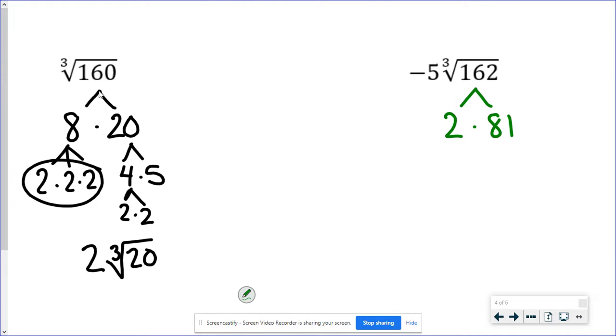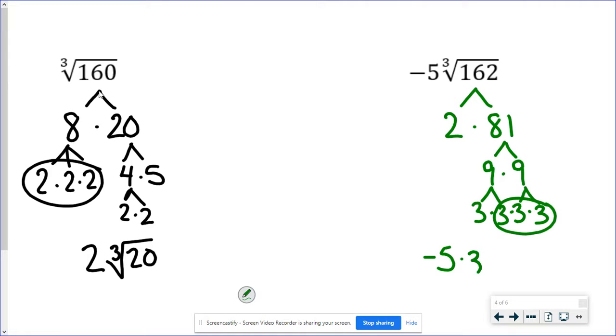All right, well, 81 could be a 9 times 9. And then this can be a 3 and a 3. And this can be a 3 and a 3. So I definitely have 3 of a kind. I actually have an extra 3 that won't get circled. I'm going to circle these 3 as my triple. I have a -5 that's outside already. That circled up triple 3s breaks out, that's a 3.